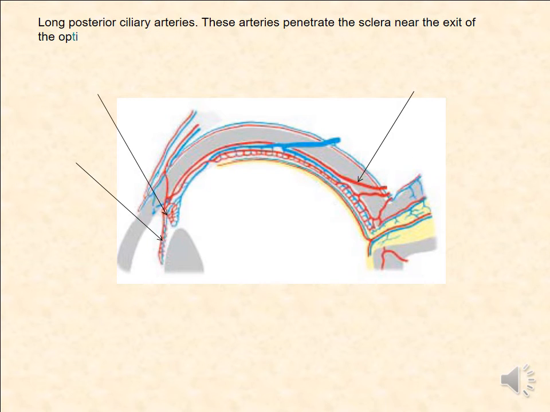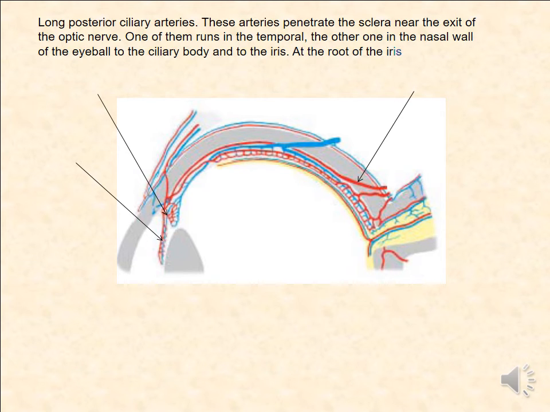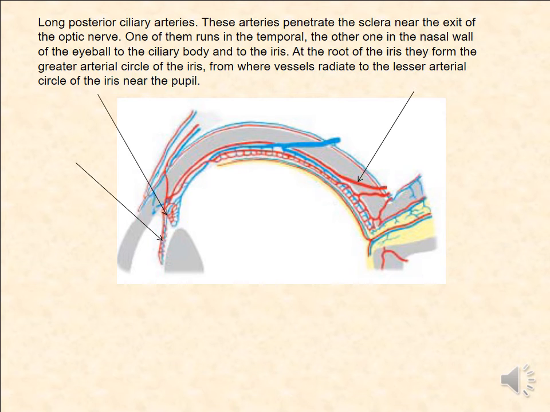We have another branch called the long posterior ciliary artery. This artery penetrates the sclera near the exit of the optic nerve. One of them runs on the temporal, the other on the nasal wall of the eyeball, to the ciliary body and to the iris. At the root of the iris, they form the greater arterial circle of the iris, from where branches radiate to the lesser arterial circle of the iris near the pupil. This is the long posterior ciliary artery.